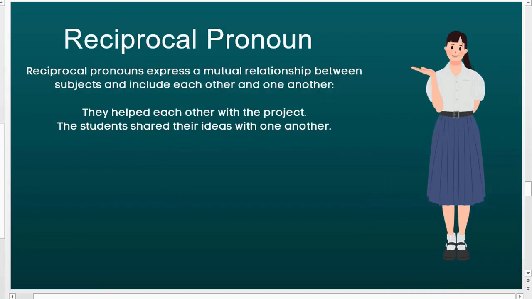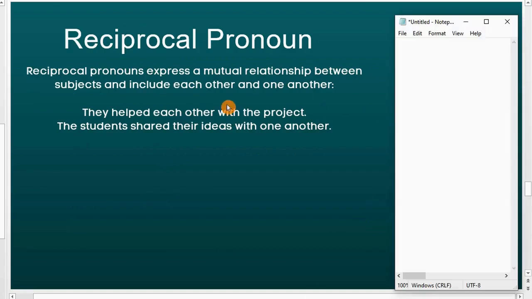Next is reciprocal pronoun. A reciprocal pronoun expresses a mutual relationship between subjects and includes each other and one another. So they help each other. With the project, the students share their ideas with one another. This is a wonderful term. I think when we use this kind of word, it enhances the beauty of the language of English and gives you clarity and helps the flow of ideas.